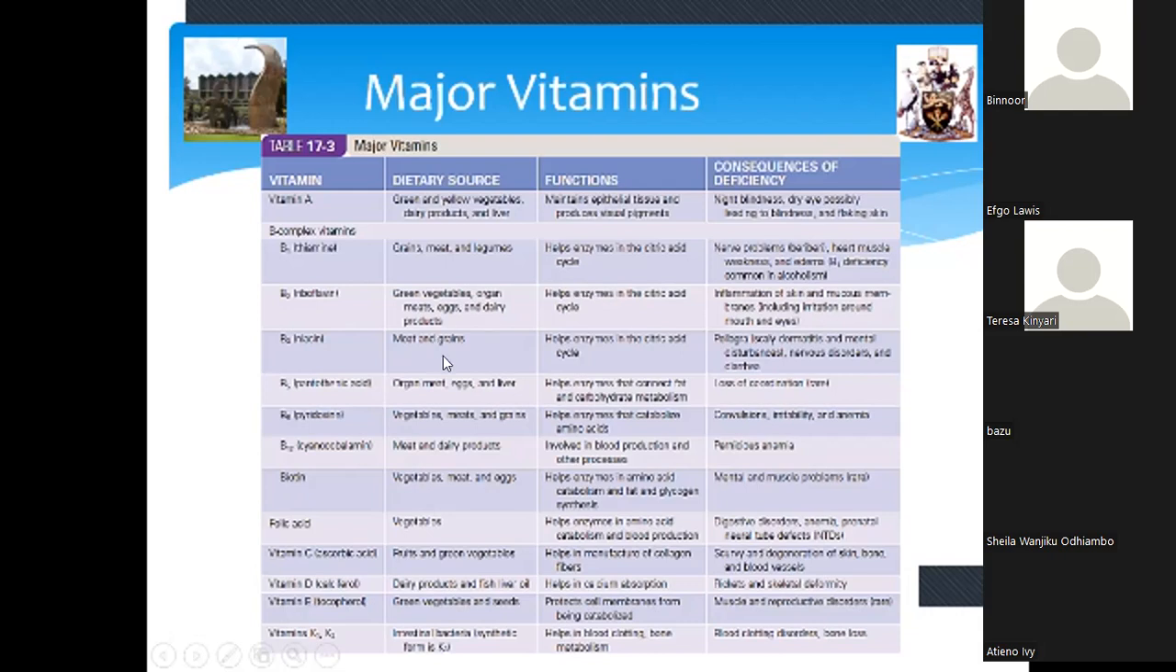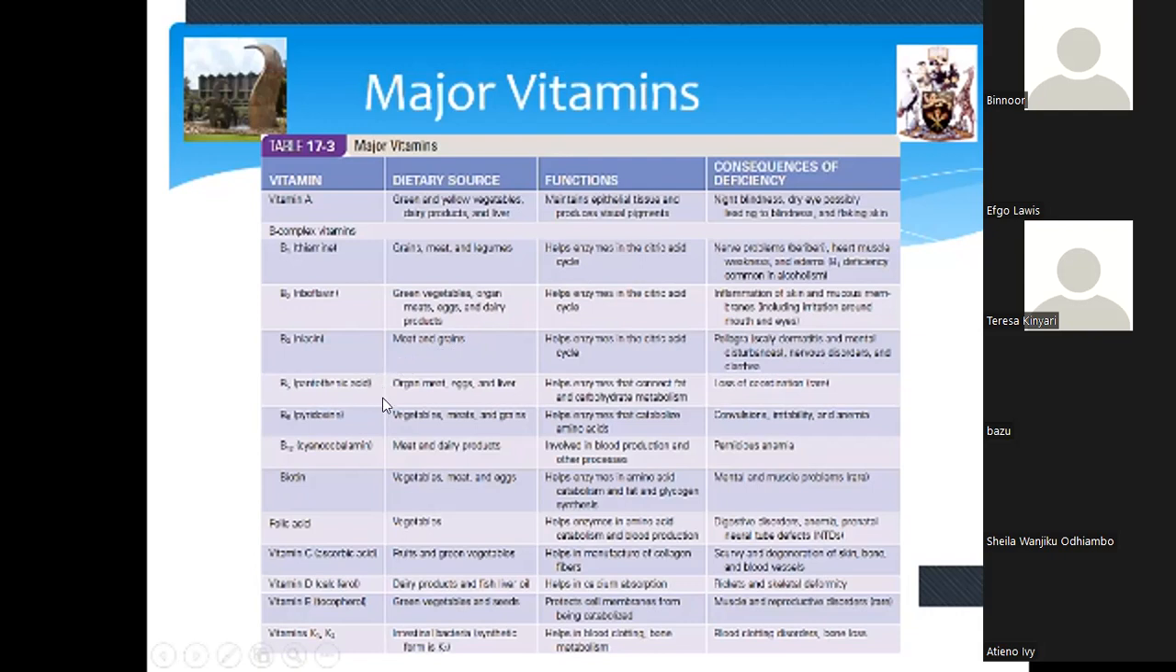Niacin, we get niacin from meat and grains, and it also is important in the citric acid cycle. Lack of niacin will lead to pellagra, which is a scaly dermatitis and also causes mental disturbance. And we have nervous disorders and diarrhea.